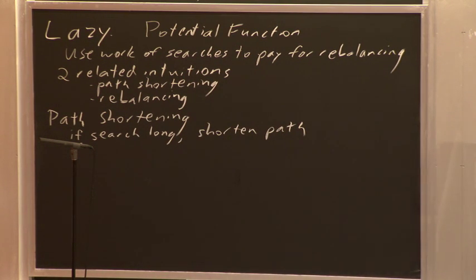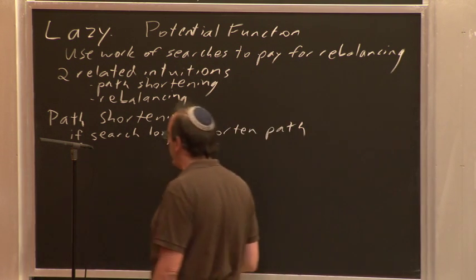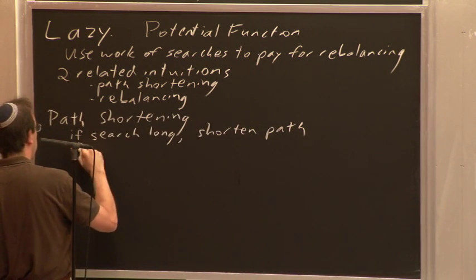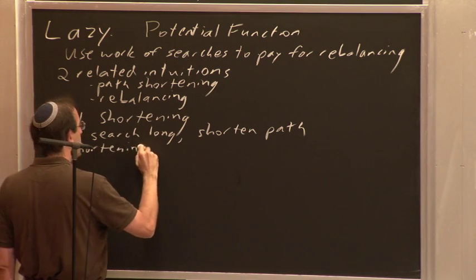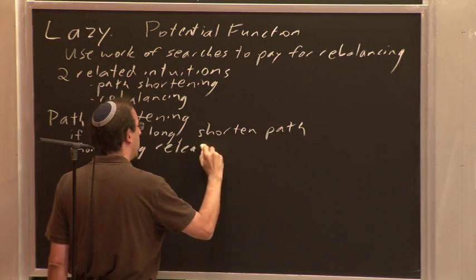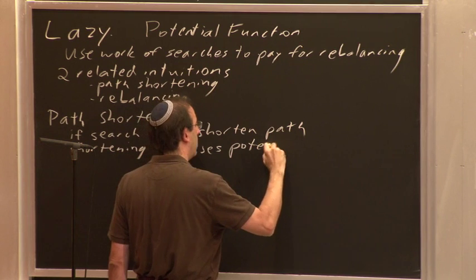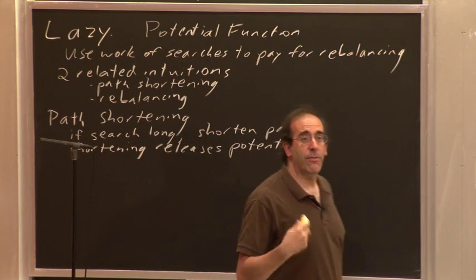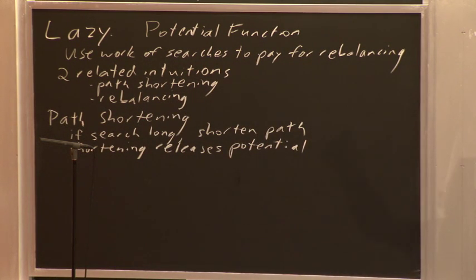The idea is that somehow this shortening should release potential to pay for the work that we did. So when we traverse a long path, the real cost of that is large, but if we can then make the path shorter and, by doing so, release some potential energy, we can use that potential to pay for the real work that we did and end up with a small amortized cost.